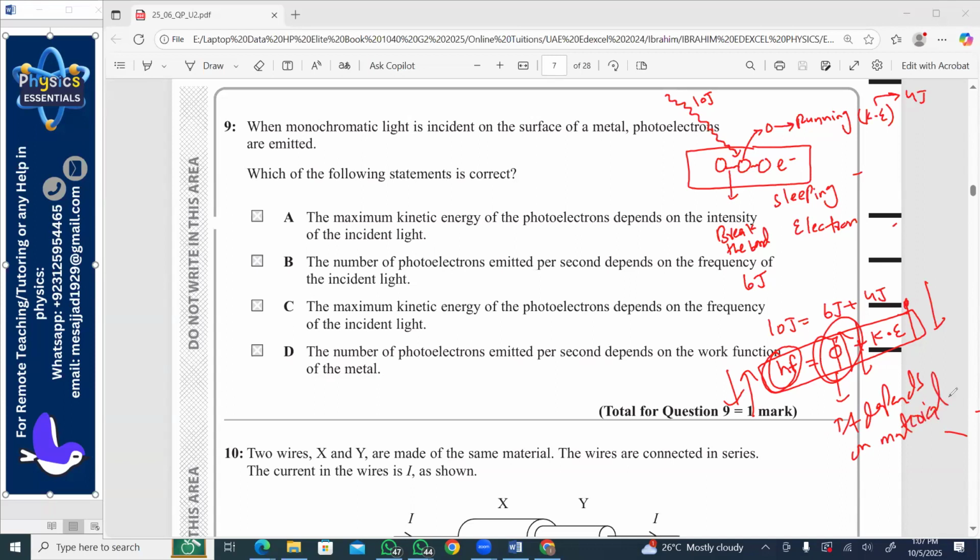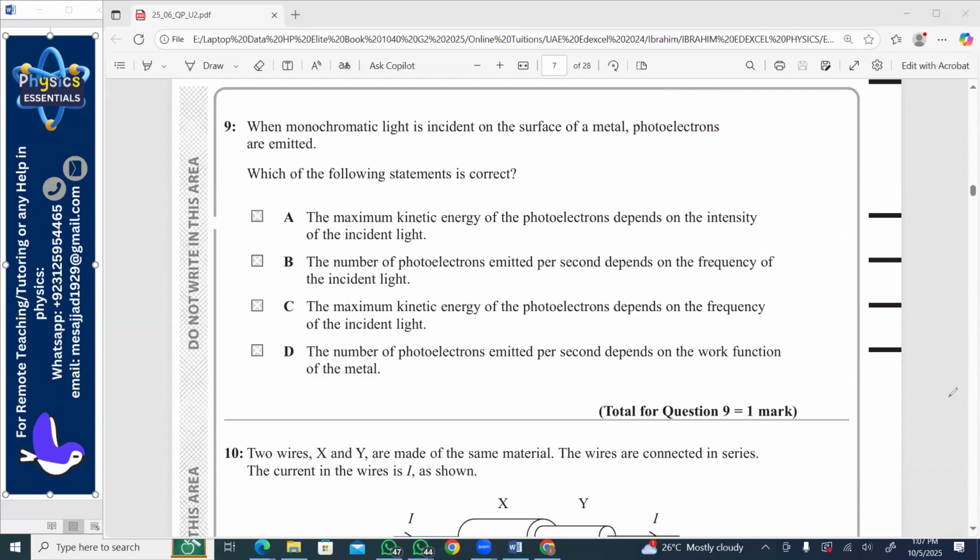Okay. So now the question is, the maximum kinetic energy of the photon depends on the intensity of the incident light. Intensity of the incident light means, for example, you are throwing two photons with energy hf, and now you are throwing four photons with hf. So you increase the intensity. It means the intensity increased, right?